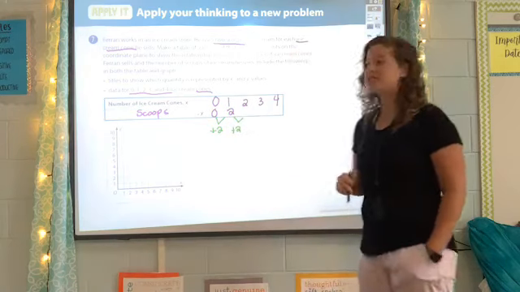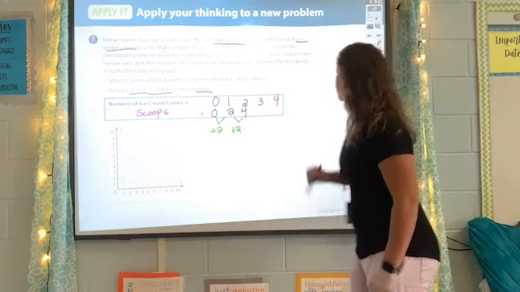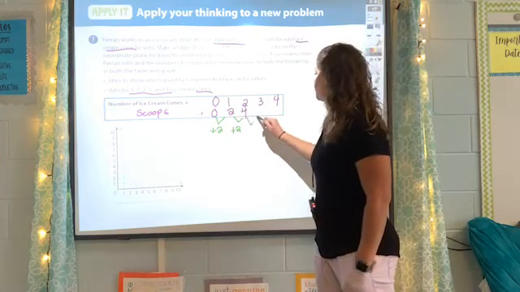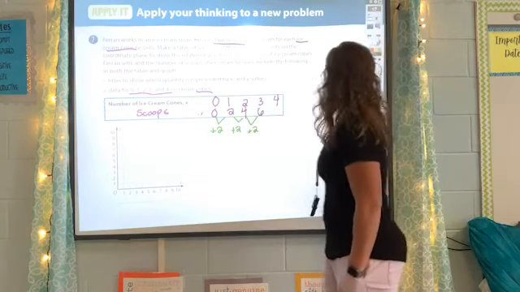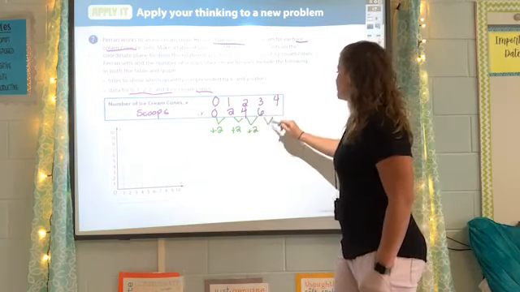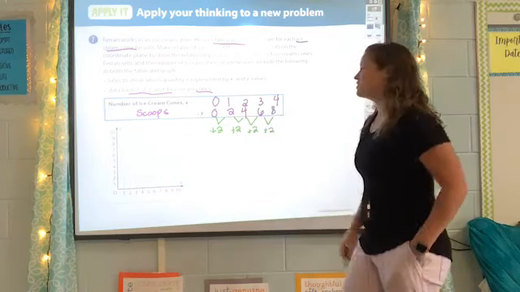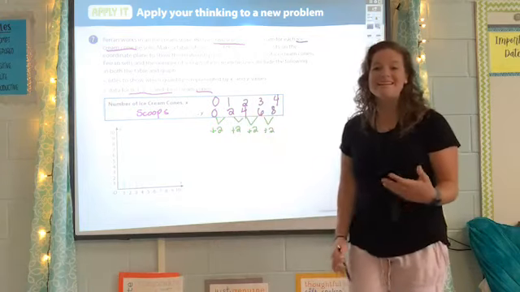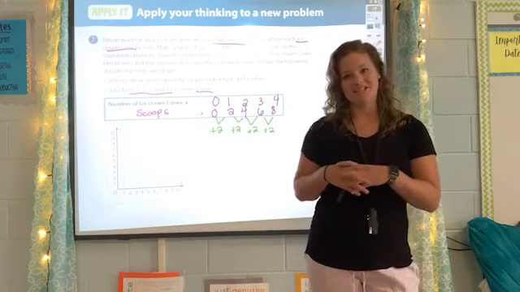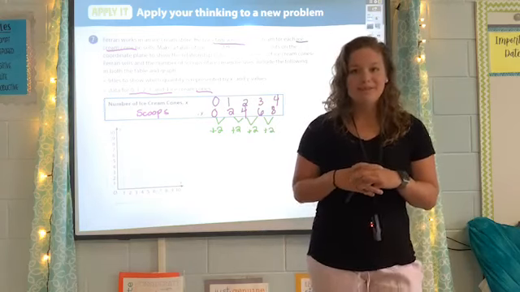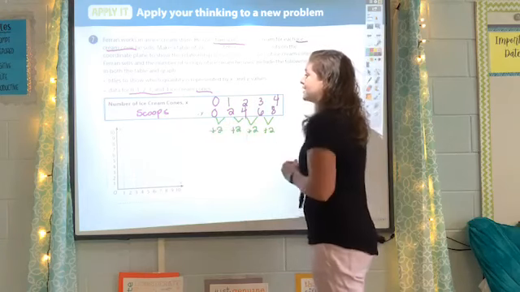So 2 plus 2 is going to be 4. 4 plus 2 is going to be 6. 6 plus 2 is going to be 8. So we see that we're doing a repeated addition. What is something else we know that means the same thing as repeated addition? Multiplication. Good job. So we know that we can multiply by 2 each time.